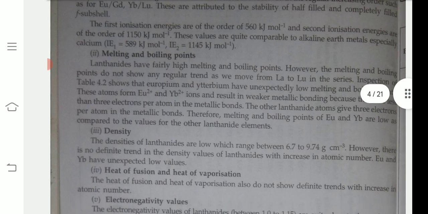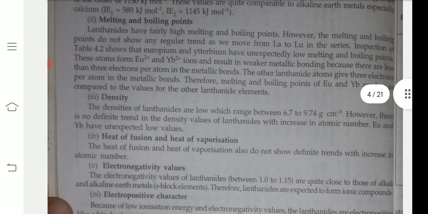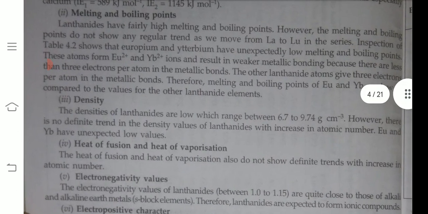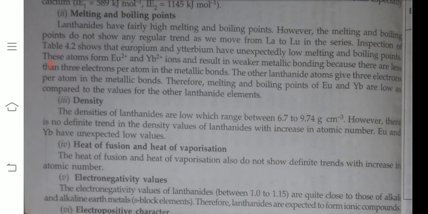Melting and boiling point. Lanthanides have fairly high melting and boiling point. However, the melting and boiling points do not show any regular trend as we move from lanthanum to lutetium in the series. Inspection of the table shows that europium and ytterbium have unexpectedly low melting and boiling points.